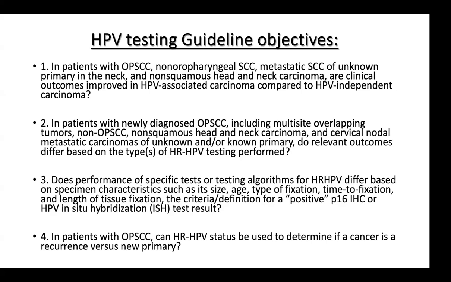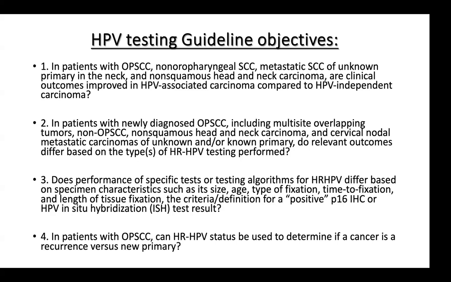Number three, does performance of specific tests or testing algorithms for HPV differ on the specimen characteristics such as size, age, fixation timings, time to fixation, the length of tissue fixation, positive P16 or HPV ISH test results? That means, in broad terms, do we really need to perform algorithms wherein we might be using P16 IHC in isolation? Or do we need to follow up that with the HPV hybridizations as well? Does a combination of both, or either of them alone, suffice? We need to see on that. We need to work on that.